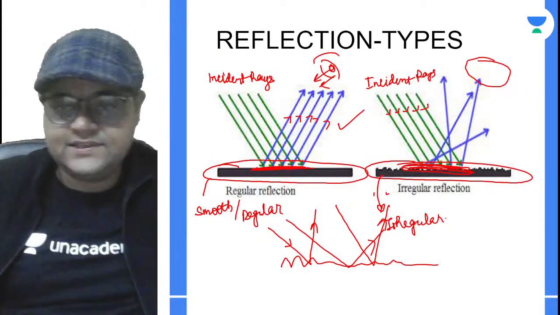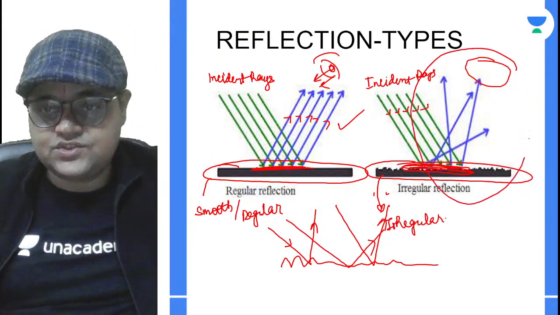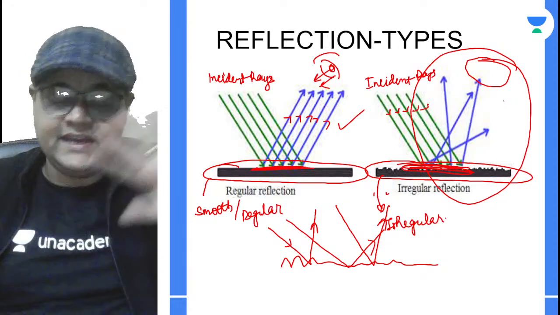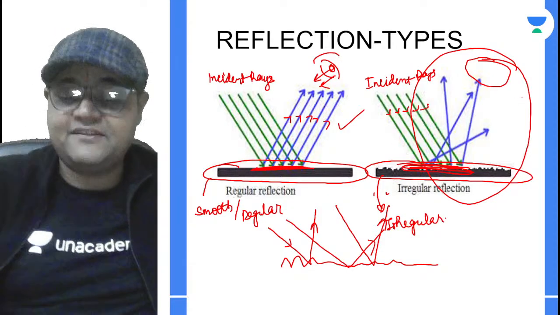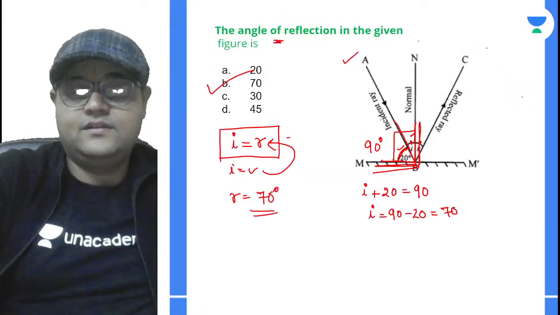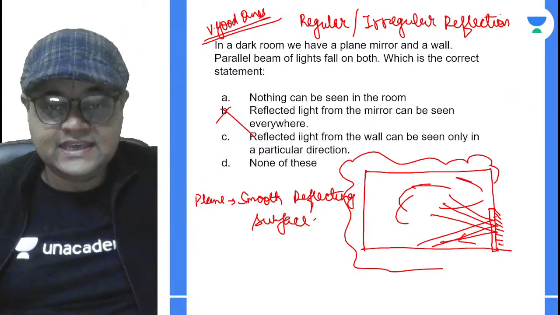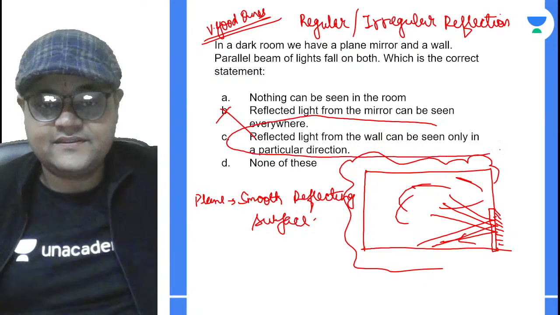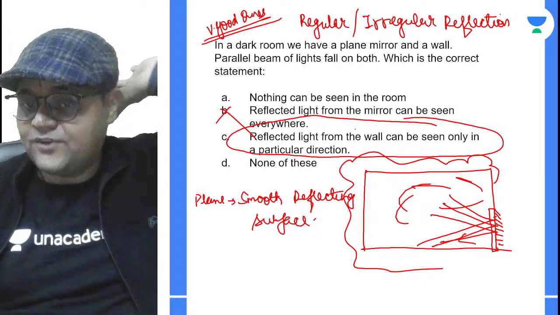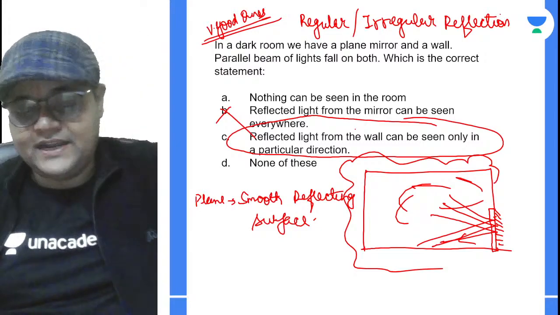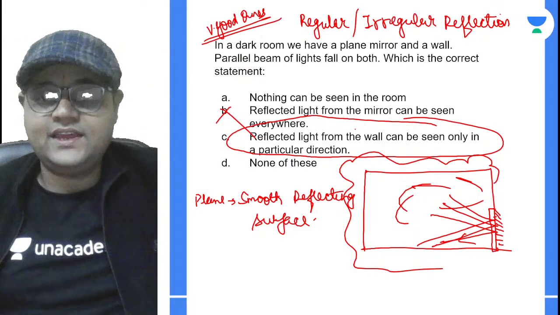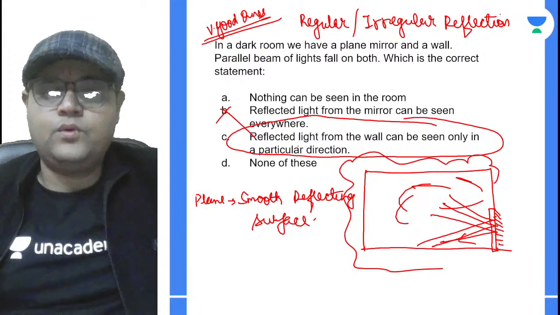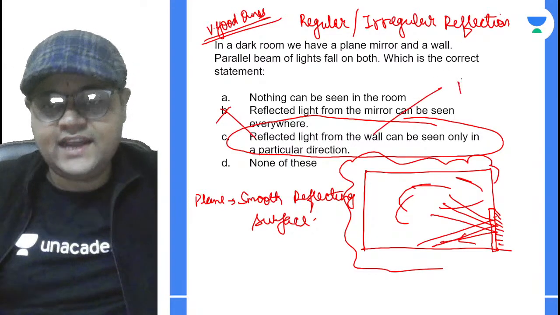Just see, this is the scope. From any angle, you can observe an irregular reflection. So that goes with option C. Tell me, can C be the option? Reflected light from the wall can be seen only in a particular direction. Can it be the correct option? No, it cannot be seen from only a particular direction because the wall is irregular.